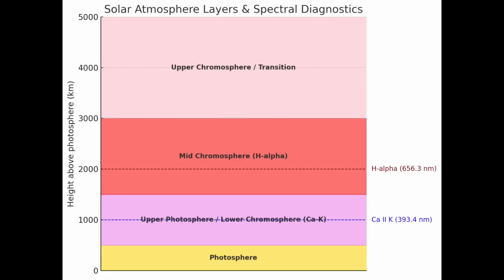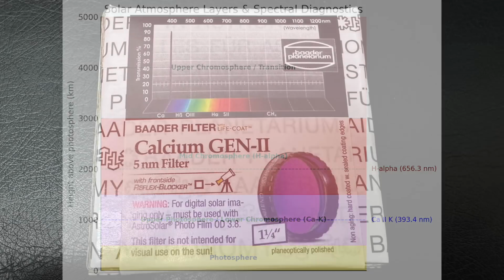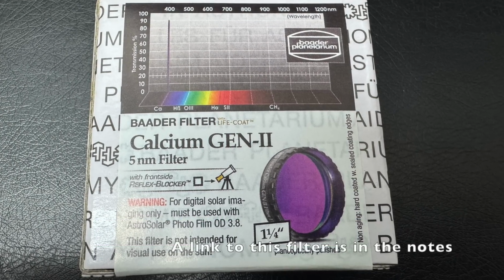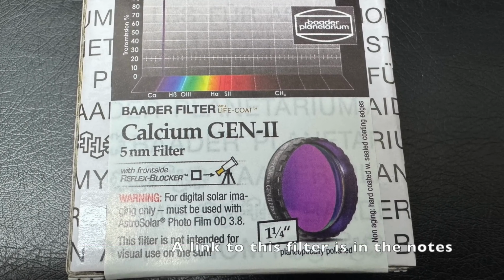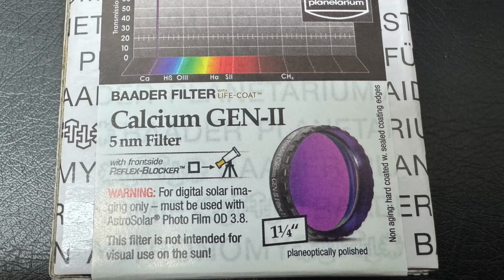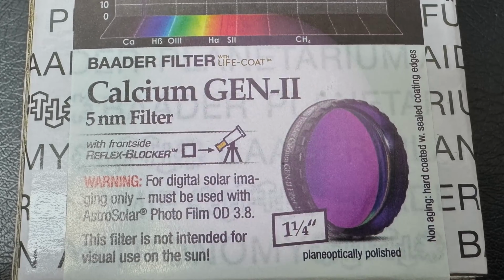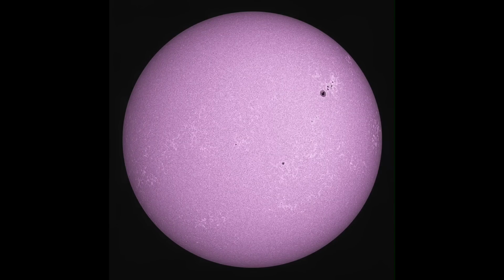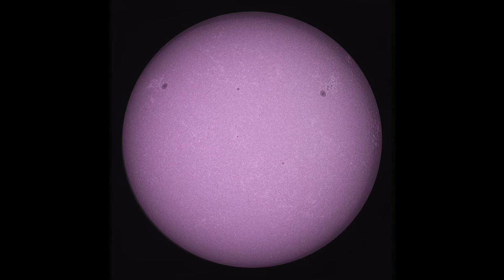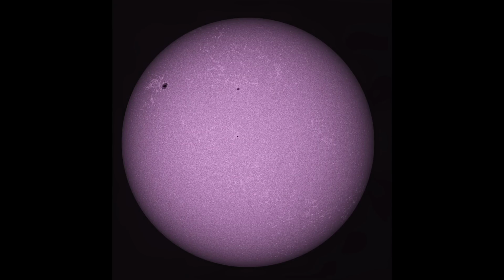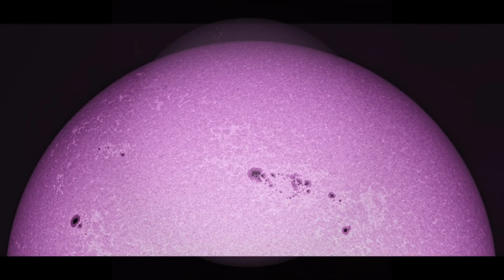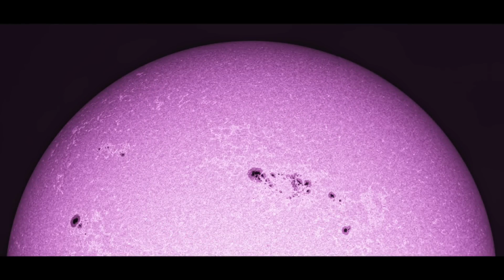So to wrap up, adding a calcium K filter to your solar arsenal offers a unique perspective if you're into imaging. It offers great views of the lower chromosphere's magnetic network, supergranulation, and plages that you can't get from H-alpha or white light. It excels with mono cameras and deepens your understanding of the sun's dynamic layers. Whether you're chasing solar cycles or just capturing stunning violet-hued images, calcium K brings something unique.